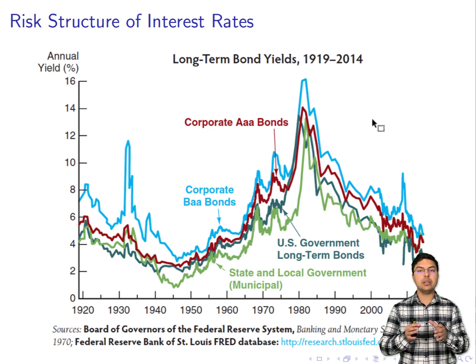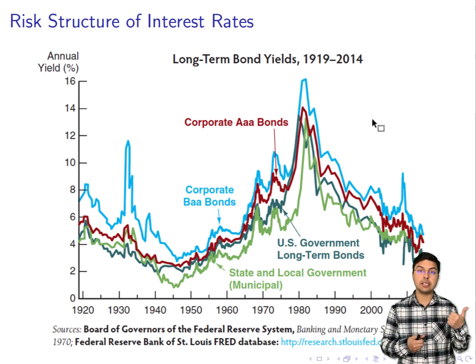To begin with, we start with this graph, which is extremely important in motivating the rest of our analysis on the risk structure of interest rates. In this graph, you can see that we are showing interest rates on various securities. We are showing interest rates on US government long-term bonds, which is the dark green line. We are showing the interest rates on US state and local government bonds, which are also known as municipal bonds. And then we are showing interest rates on corporate AAA rated bonds in red, and corporate BAA rated bonds in blue. Essentially, we are showing the evolution of interest rates from 1919 to 2014 on four different asset classes.